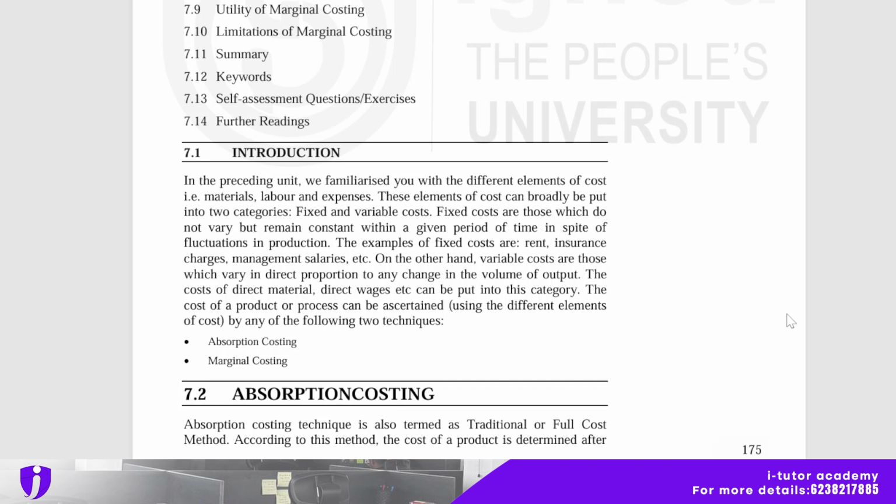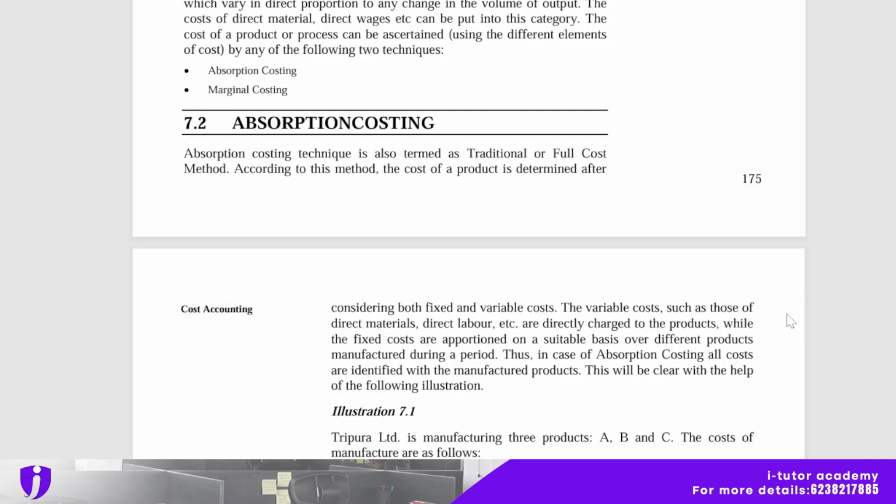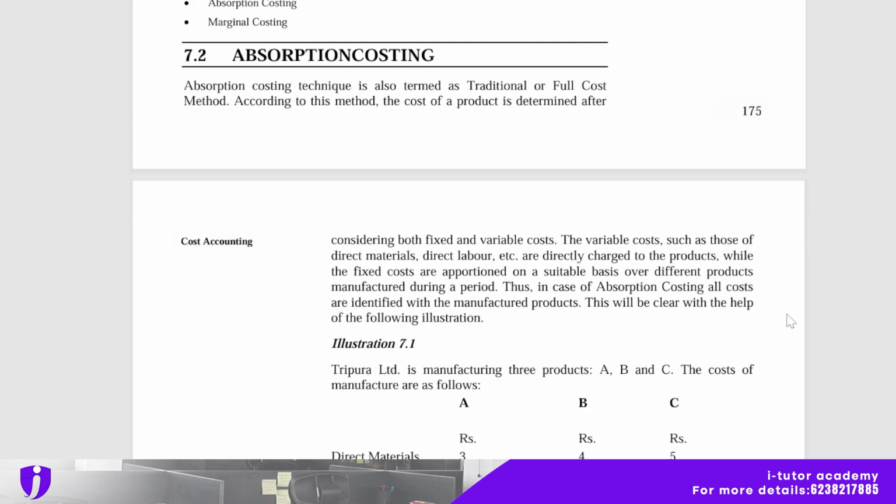The cost of production or process can be ascertained, that means using the different elements of cost, by either of the following two techniques, that are absorption costing and marginal costing. So let's see absorption costing. What is absorption costing? Absorption costing technique is also termed as the traditional or full cost method. According to this method, the cost of a product is determined after considering both fixed and variable cost. The variable costs, such as those of direct material, direct labor, etc., are directly charged to the products, while the fixed costs are apportioned on a suitable basis over different products manufactured during a period.